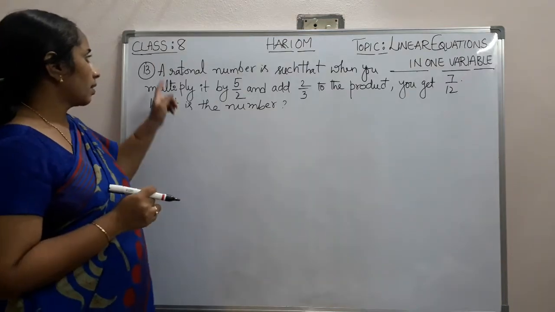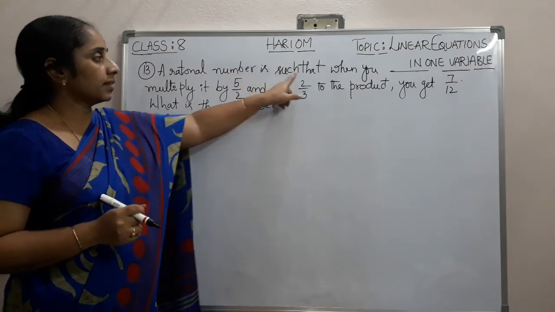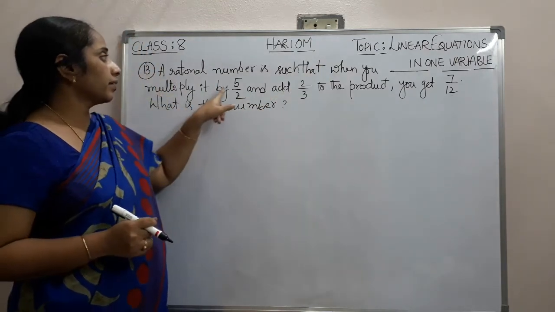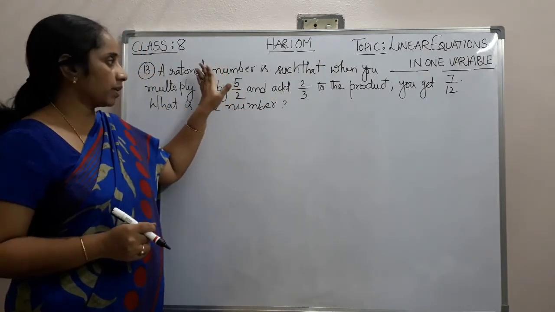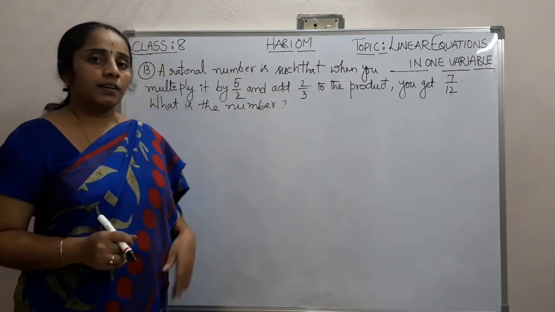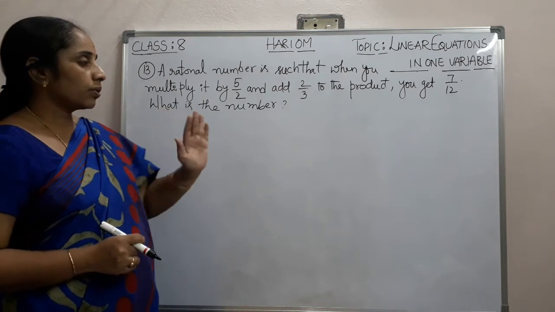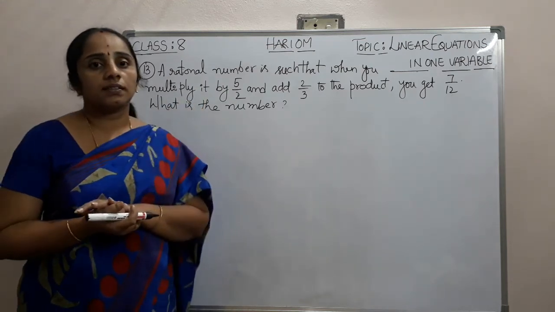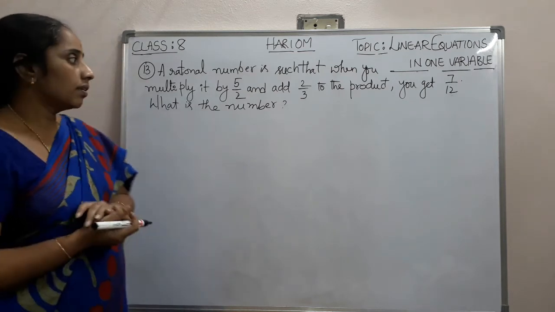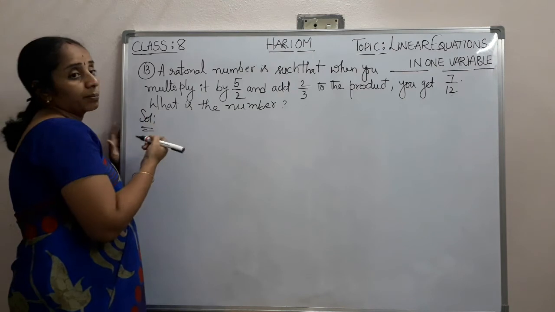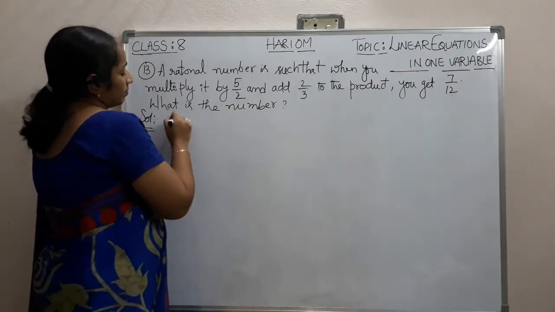Here a rational number is such that when you multiply it by 5 by 2, first step over, and you add 2 by 3 to this product, that is second step, you get 7 by 12, that is the result. Okay? So what is that number? We are going to assume that number as x.